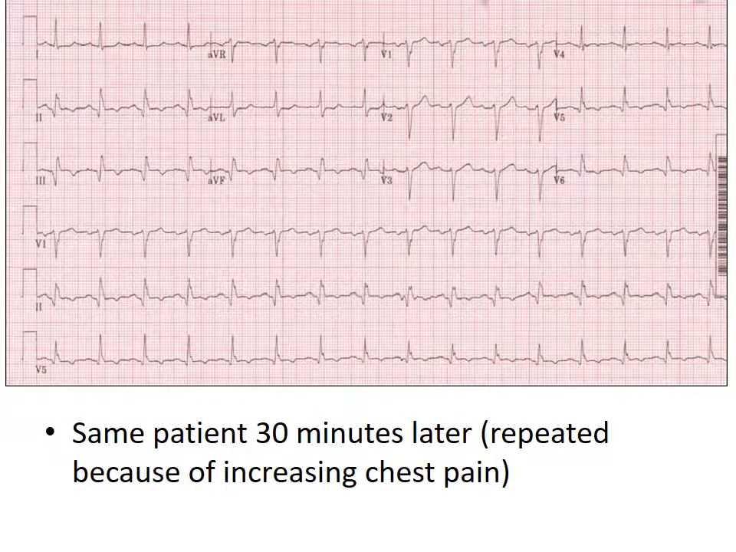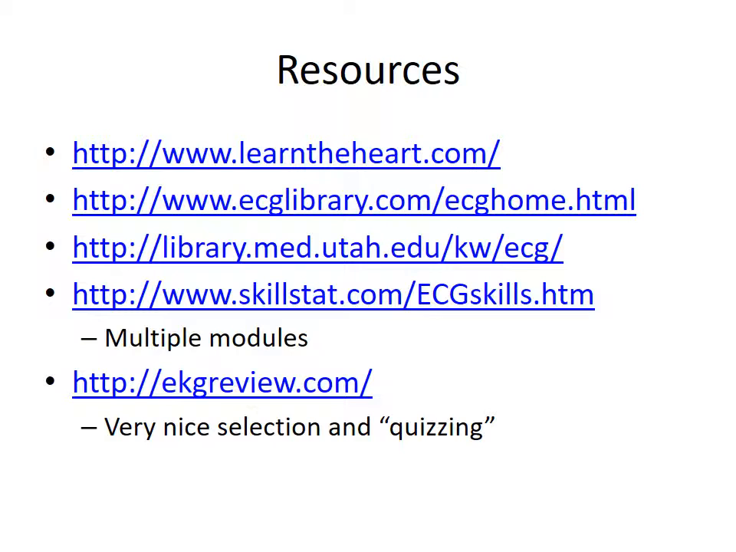Now, same patient 30 minutes later, repeated because he continued to complain of chest pain that was getting worse and worse. What do you have? Look at 2, 3 and AVF. They were flat in the previous EKG. What are they now? Inverted. V1 through V6, they're upright, except V5 and 6 has a little bit of T-wave inversion as well, actually. So you have some T-wave inversion. T-wave inversion corresponds to what? Ischemia. So he's got some developing ischemia.